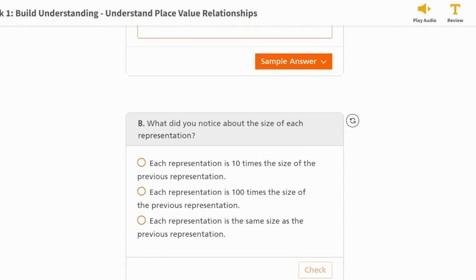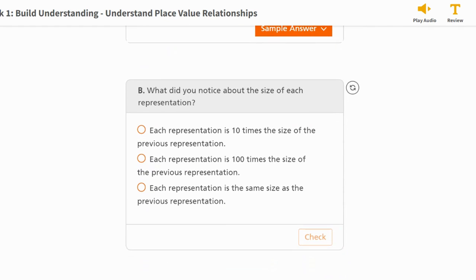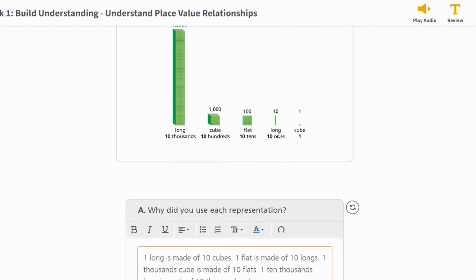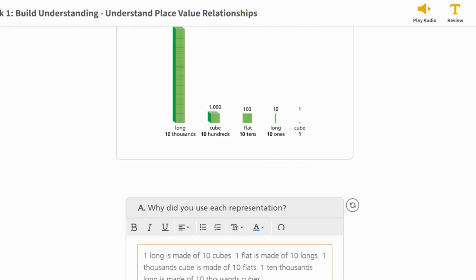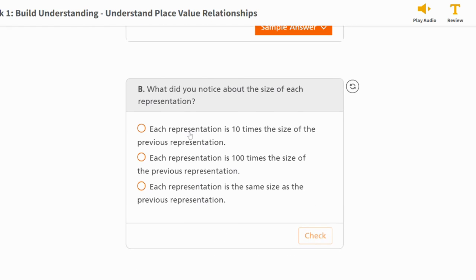What did you notice about the size of each representation? So for here, is each representation 10 times the size of the previous one? Is it each representation is 100 times the size, or are they the same size? So looking here, is this one 10 times bigger than the one, or is it 100 times bigger? We know that they're different. Well, in our answer, we said that they are 10 times the size of each one.